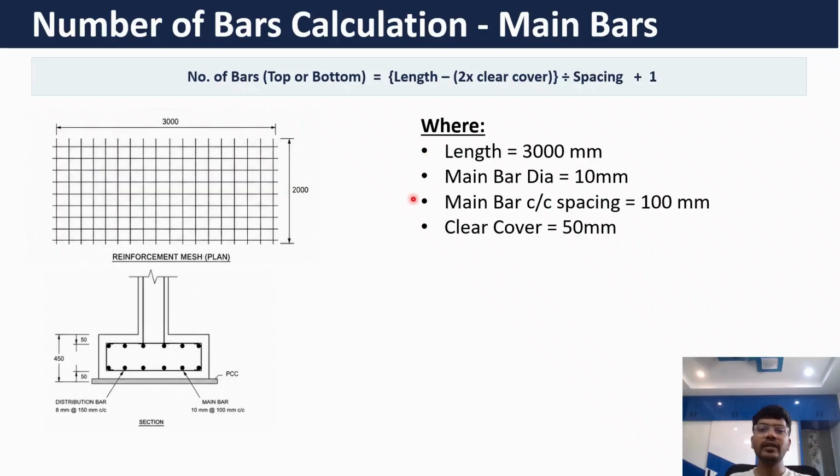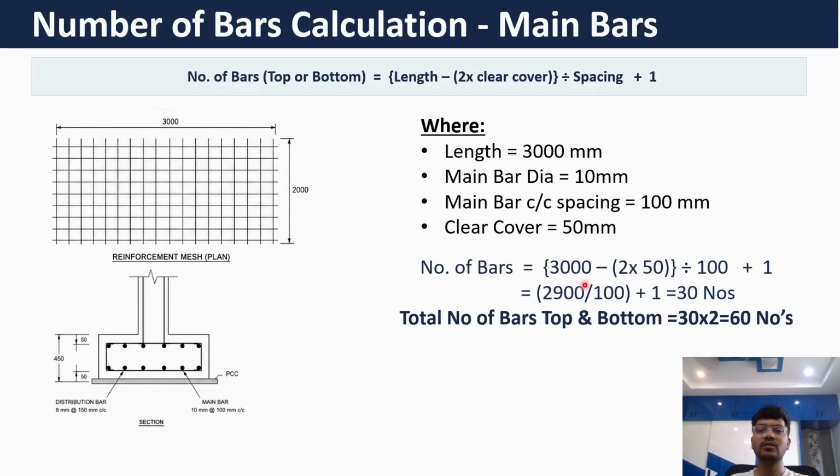So we have length of the footing, diameter of main bar, center to center spacing and clear cover. Substitute these values to get the number of bars. Number of bars equals 3000 minus 2 times clear cover, divided by 100. 100 is spacing, plus 1. 1 is for the starting bar. So 2900 by 100 plus 1, 29 plus 1 equals 30 numbers. These 30 numbers are for either top or bottom. So top and bottom combined, we require 30 multiplied by 2, which equals 60 numbers. So we require 60 main bars to form this particular footing.